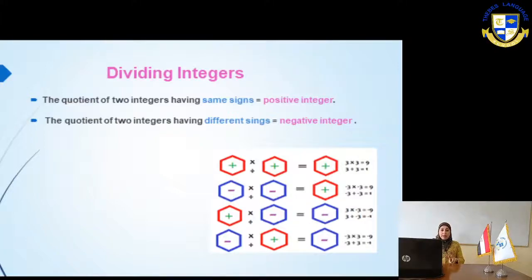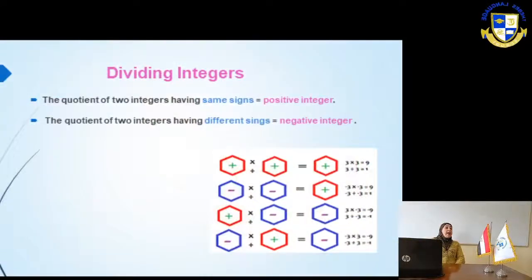So I have rules for both multiplication and division. If I'm multiplying or dividing the same sign, the answer will always be positive. And if I multiply or divide two different signs, the answer will always be a negative sign or negative integer.